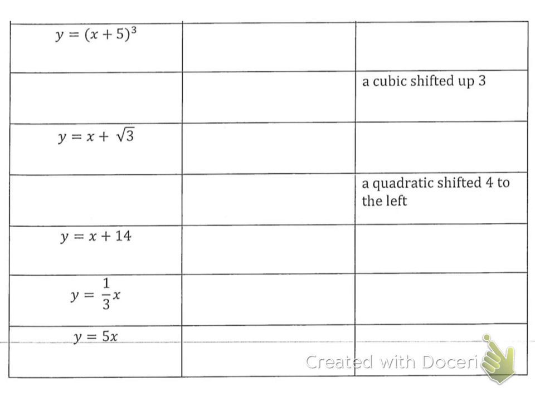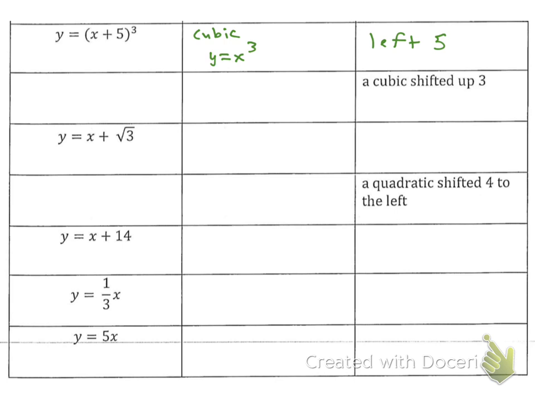All right. Next example, y equals (x plus 5) cubed. What's the parent there? Y equals x cubed. Yep, cubic. What would be the transformation there? Left 5. Left 5. All right. Next one, a cubic shifted up 3.